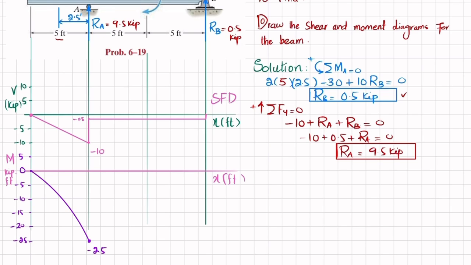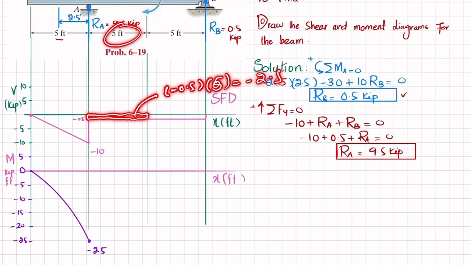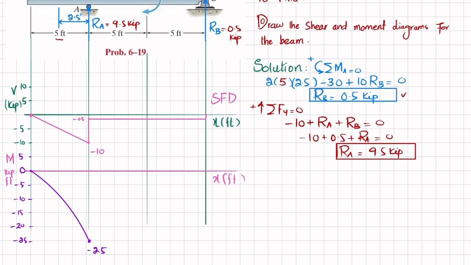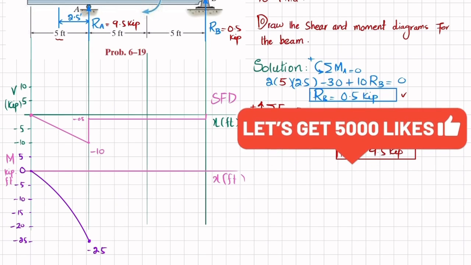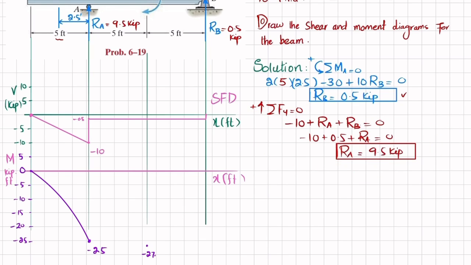Okay, now the second area under the shear force diagram will be this area. You can see this is a rectangle, so it's minus 0.5 times this length, which is 5, and that will give you minus 2.5. So minus 25 and minus 2.5 will be equal to minus 27.5. So at this point we will have minus 27.5. So we will locate, let minus 27.5 be this one, for example.